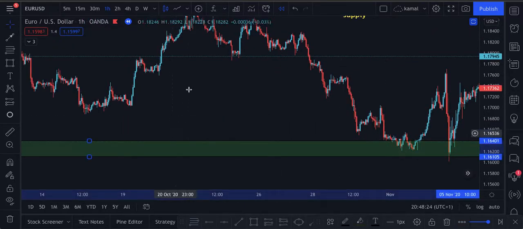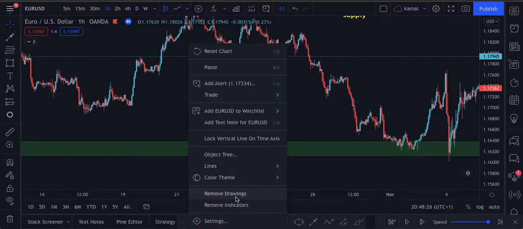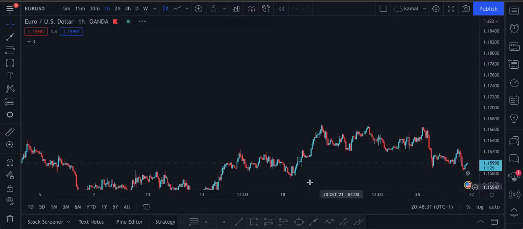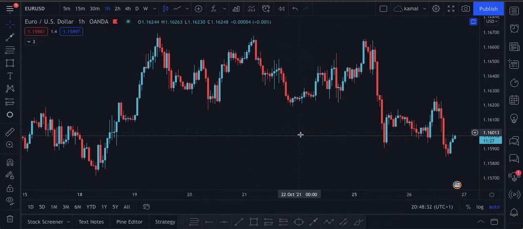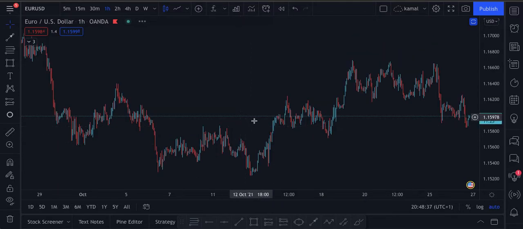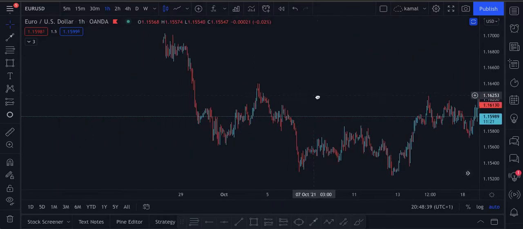Now I'm going to give you another example, a sell on a supply area. Let's just delete all of this. Let me just remove drawings and get rid of this. Go back to our chart. Now what do we have here? Let me find a sell example for you guys.